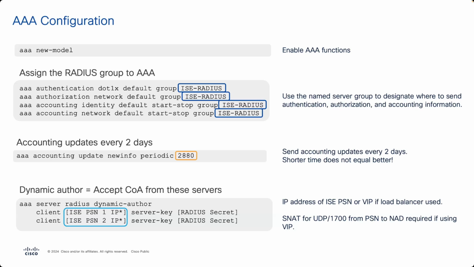Going the other way for COA, COA is initiated from the policy node. So it's acceptable to send that traffic, have it NATed so that the switch receives it from the IP address of the VIP. It simplifies configuration, because if you have 10 policy nodes behind a load balancer, you don't have to put 10 dynamic author entries. You put one VIP and be done.